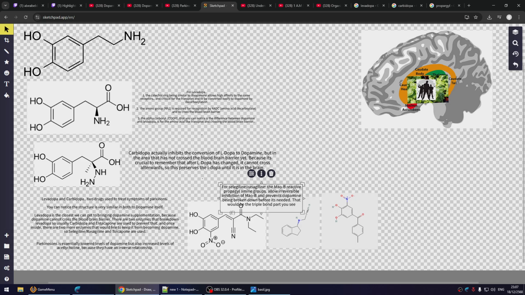But also, there are recurring problems with dopamine being broken down once it's there, because when it is in the brain, there are more enzymes that want to break it down. So selegiline and rasagiline are used to keep the enzymes from breaking down the dopamine before it's actually being used. And the first case would be that levodopa is the closest thing to dopamine that we have that can cross into the brain.